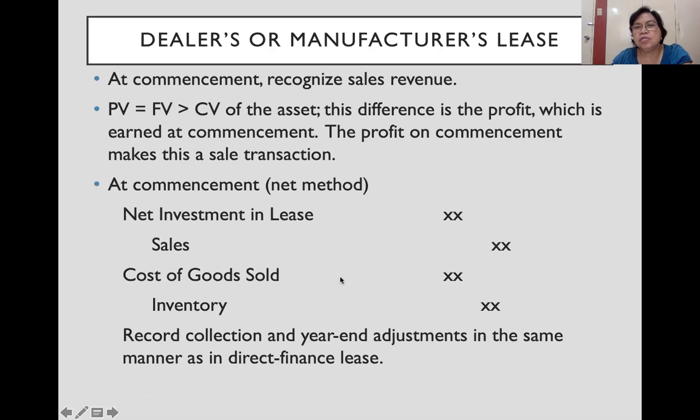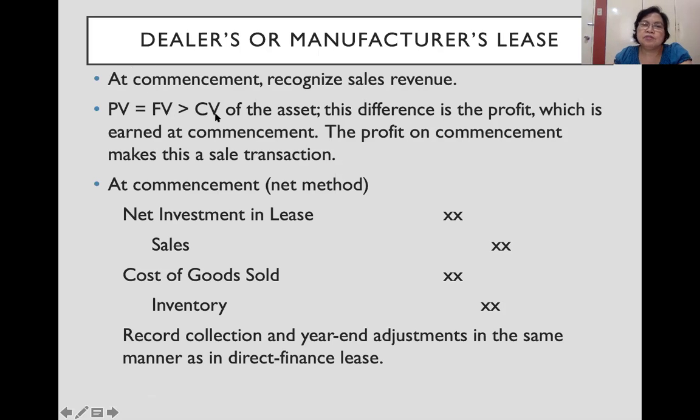We now proceed to dealers or manufacturers lease. At commencement, there is a revenue that is reported, and that is sales revenue. Why? Because the lessor here is a dealer or a manufacturer. Therefore, this dealer or manufacturer uses lease as a means of selling its inventory.